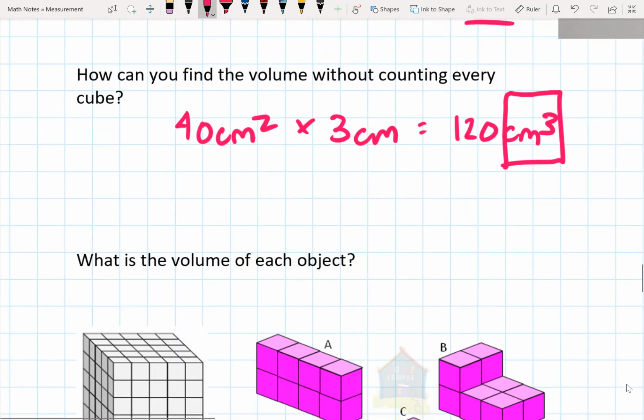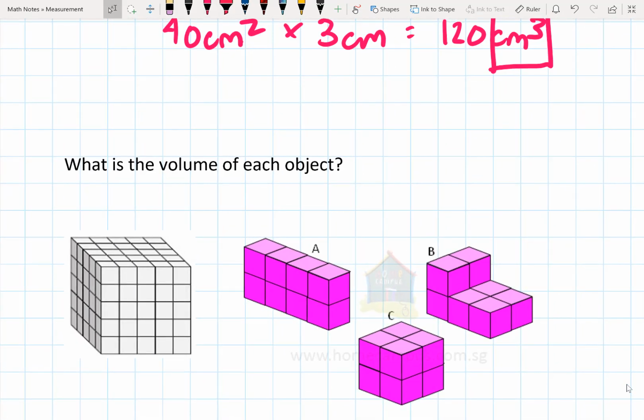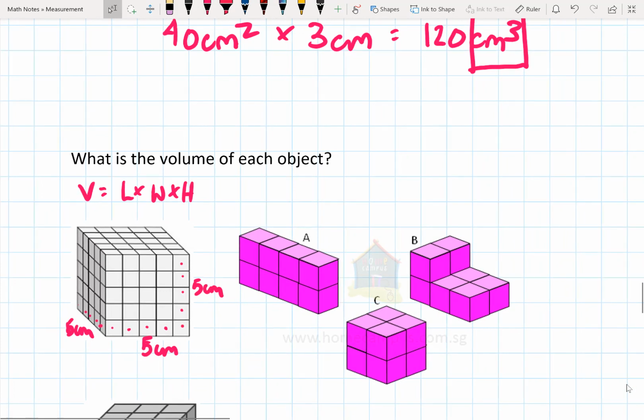Okay, so let's do a few examples. So, what is the volume of each object? Well, once again, volume is equal to length times width times height. Well, the width is 1, 2, 3, 4, 5 centimeters. Let's assume that each of these cubes is a cubic centimeter. So, 1 centimeter by 1 centimeter by 1 centimeter. So, that's 5 centimeters. The length is 5 centimeters, and then the height is 1, 2, 3, 4, 5 centimeters. So the volume of this object would be 5 centimeters times 5 centimeters times 5 centimeters, which is equal to 125 centimeters cubed.